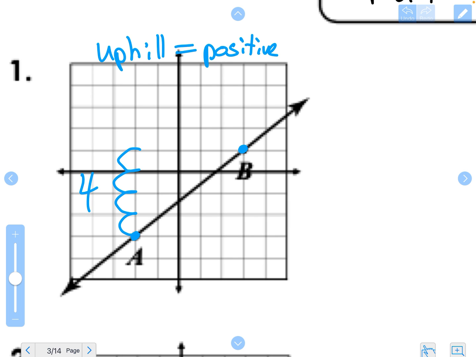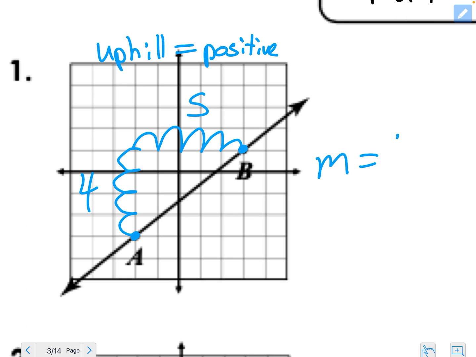Now, this graph was really nice. They gave us dots already, which makes it super duper easy. We just count from the dots. And we need to count the change in x, which is left and right: 1, 2, 3, 4, 5. And so our m equals 4/5.